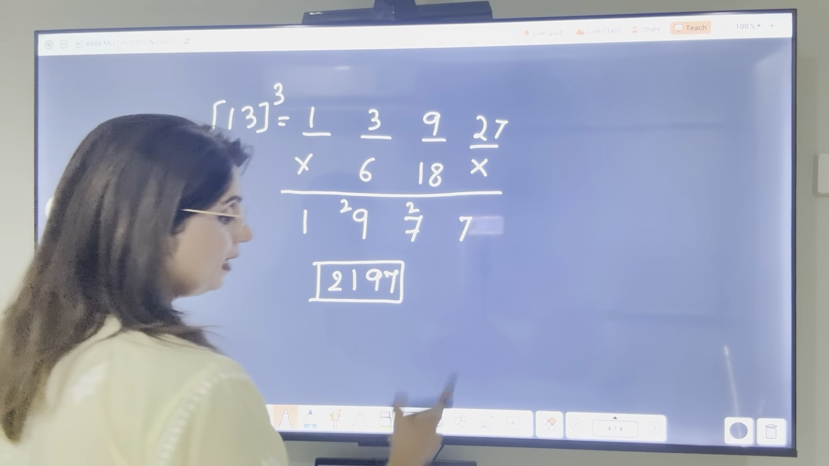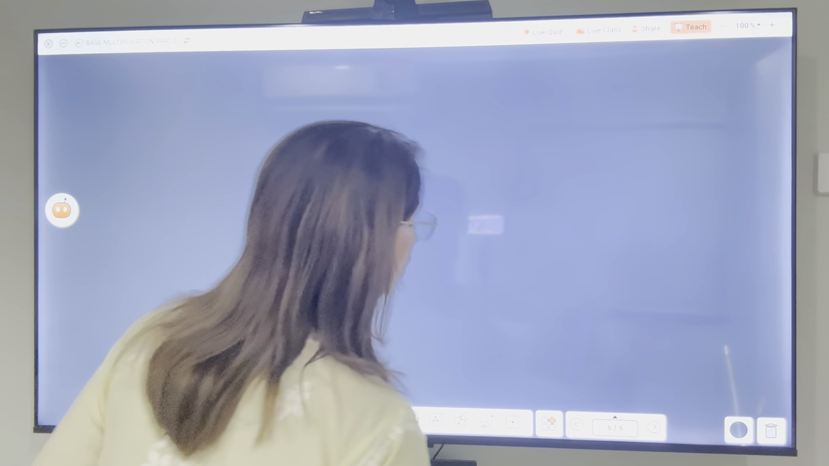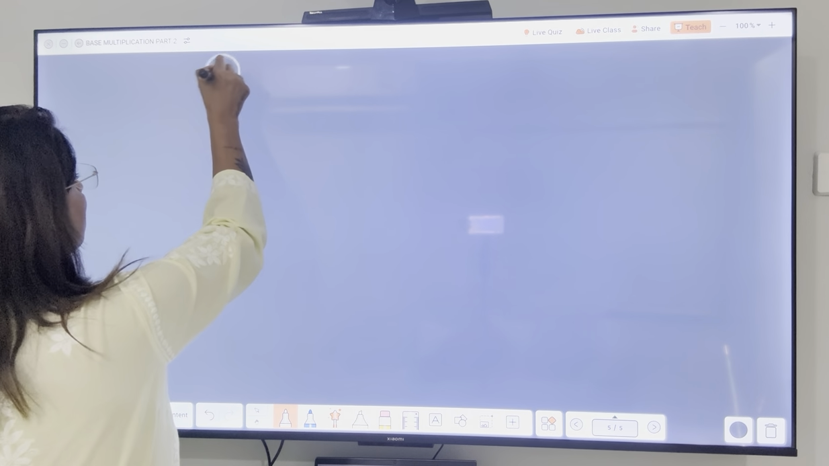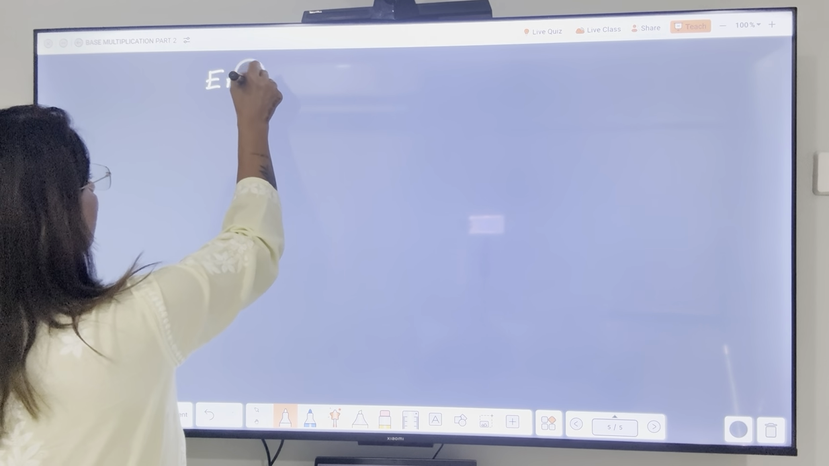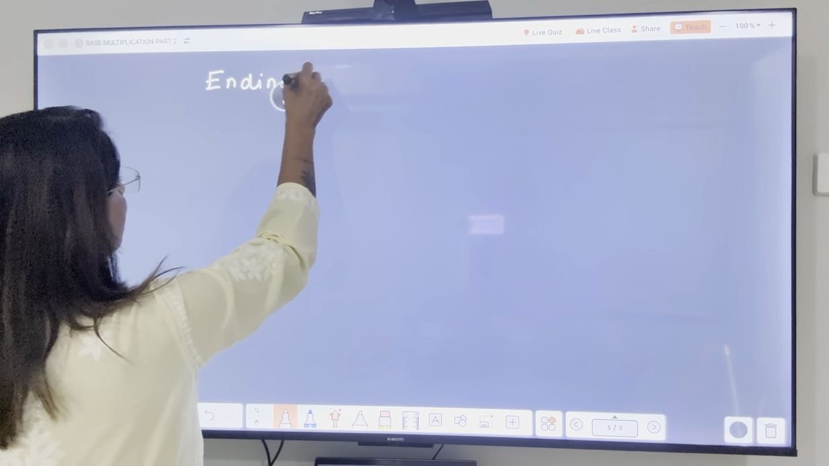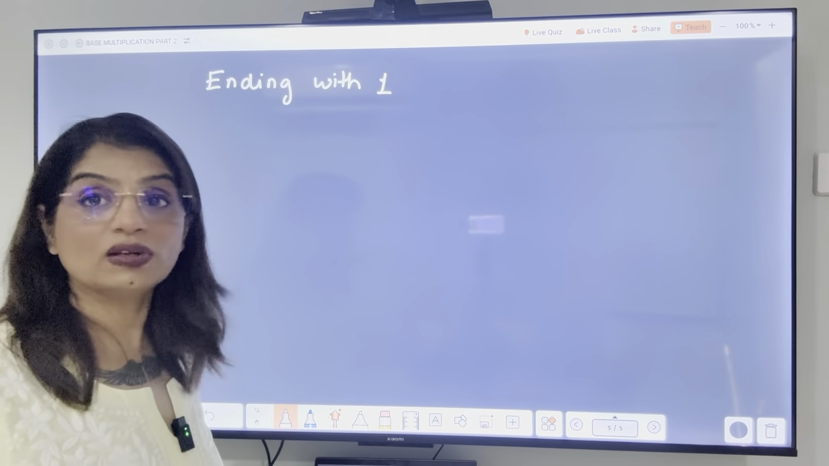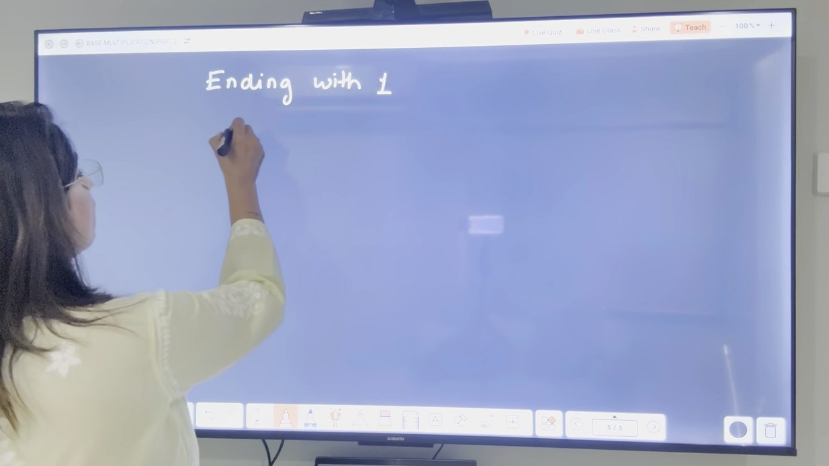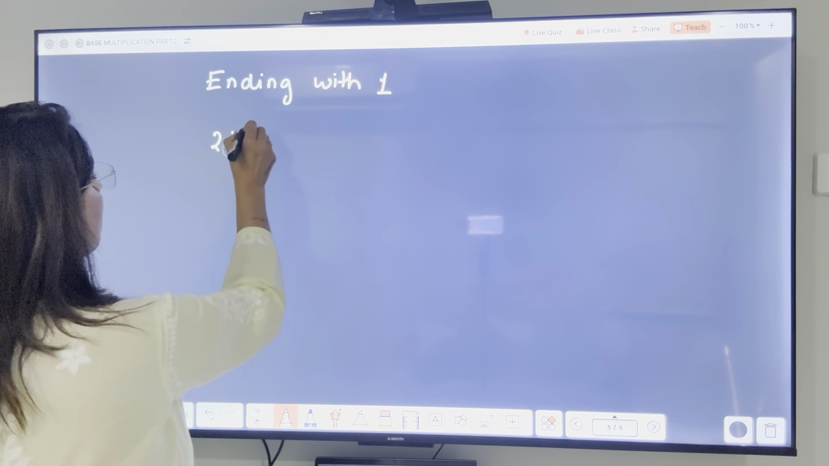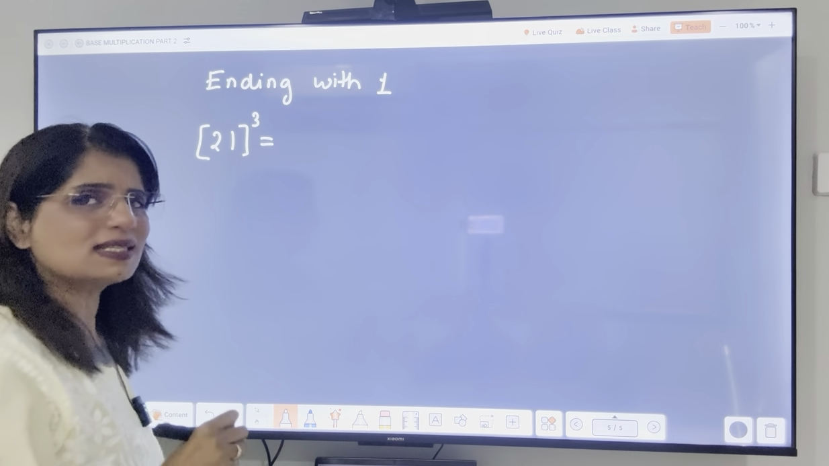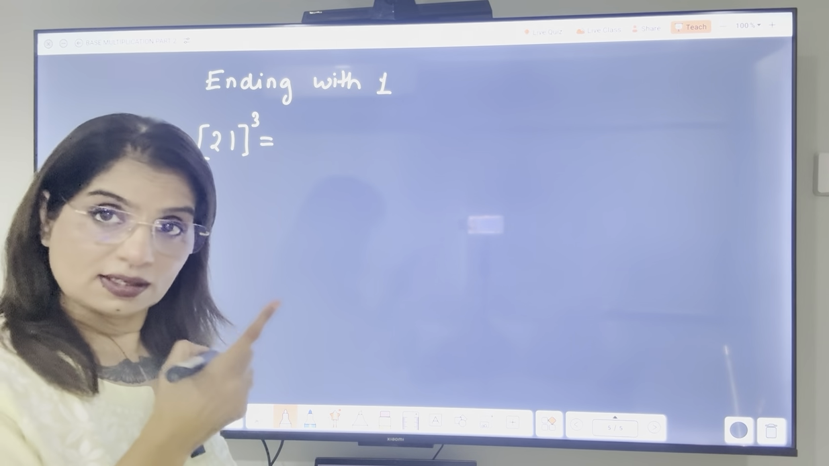All right. Let's take the next type of number that we saw, numbers which end with 1. Let us say 21, and 21 cube. See, this is the same thing that we did, just that it is going to be reversed.